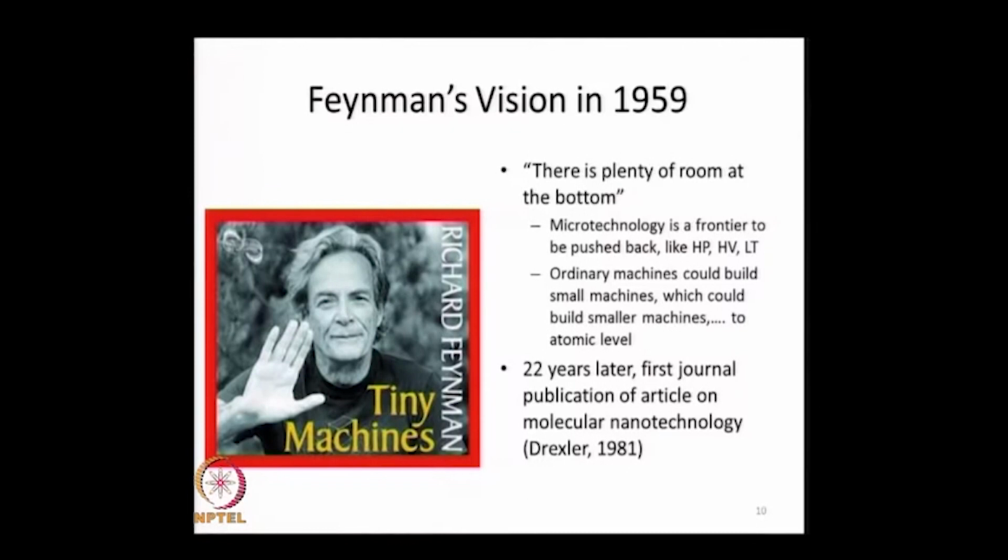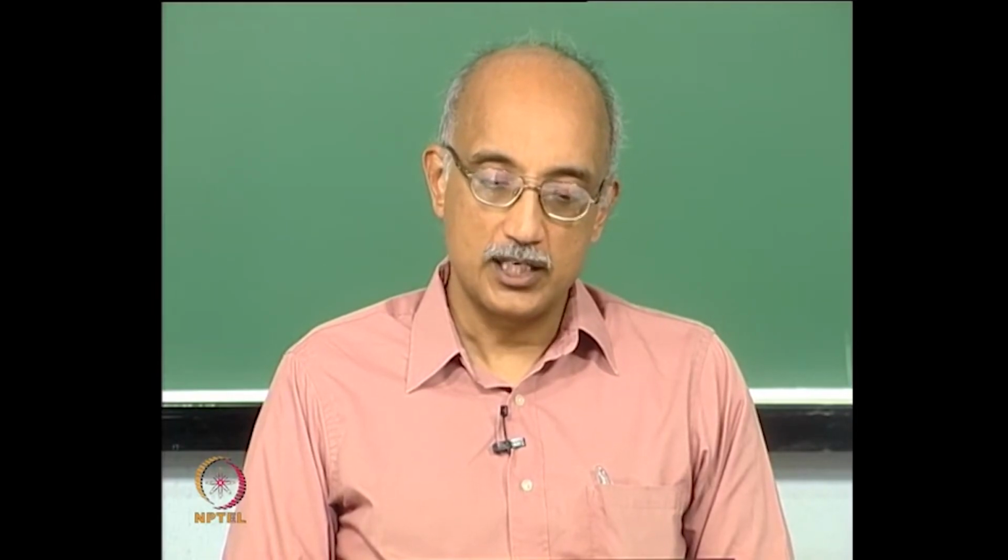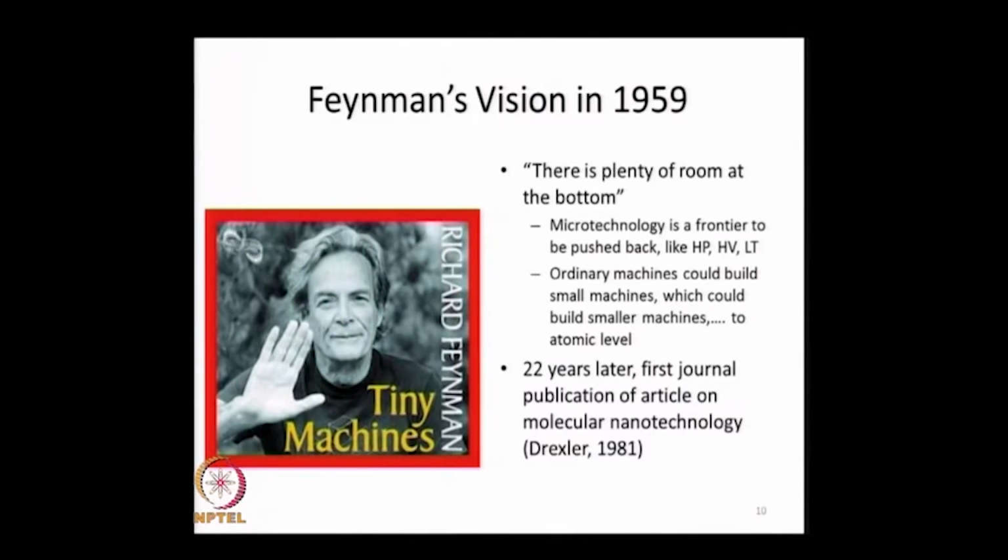But there was a big gap from 1959 to 1981. Nanotechnology was really not taken up seriously as a subject of investigation. In fact, it was in 81 that the first journal publication of an article on molecular nanotechnology was published by Drexler.